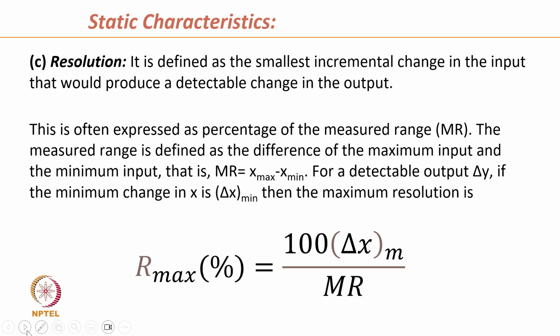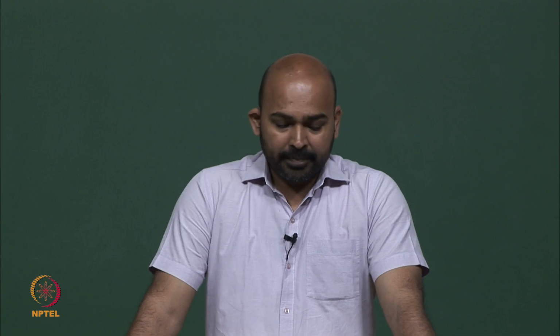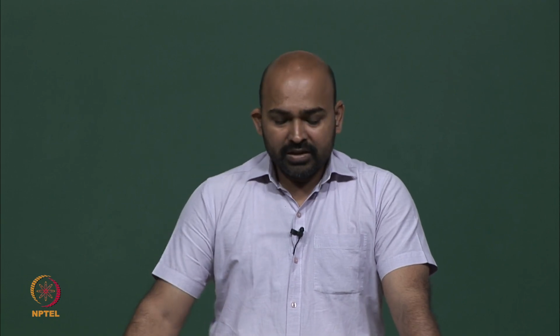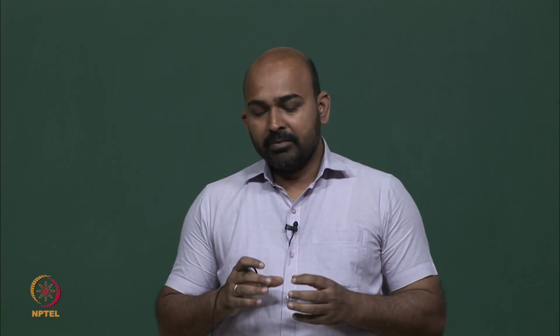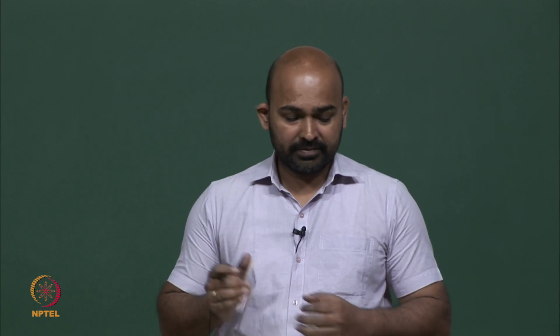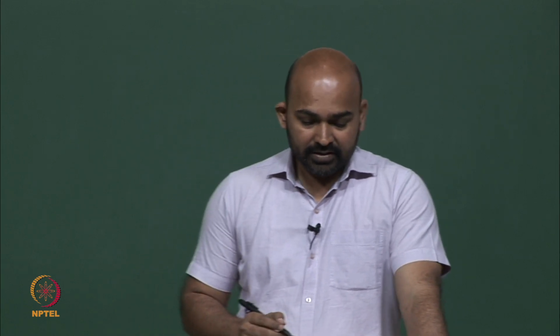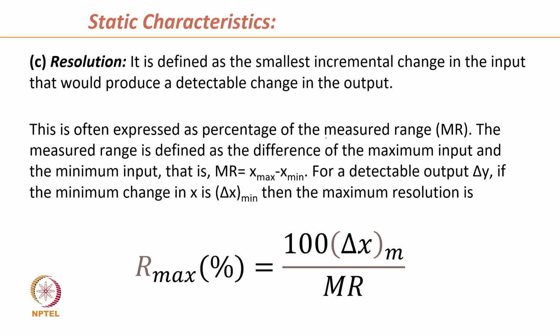Next static characteristic is resolution. The resolution is defined as the smallest incremental change in the input which can produce a detectable output of the sensor. This is often expressed as a percentage of the measured range. So, the formula of resolution is R max as a percentage equal to 100 into delta x m divided by MR.